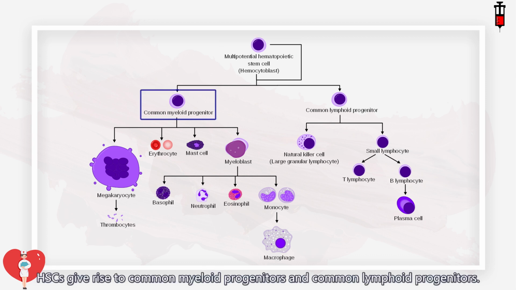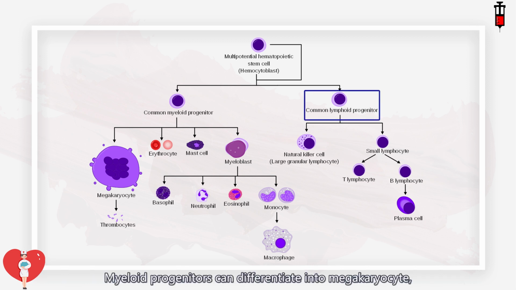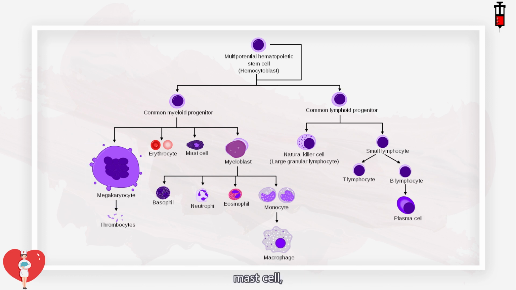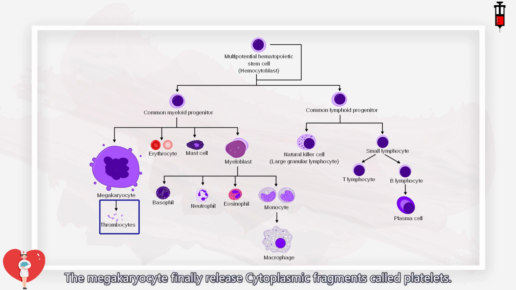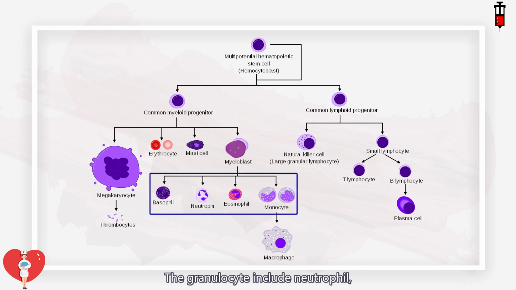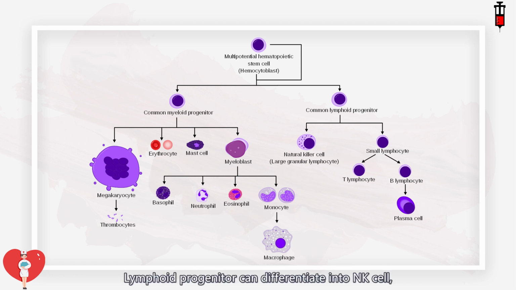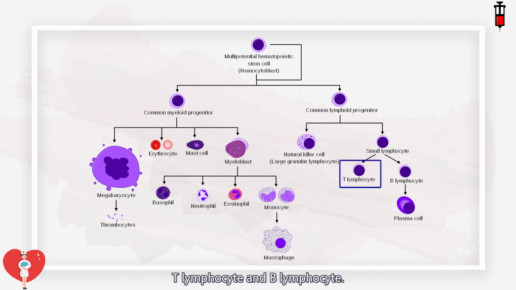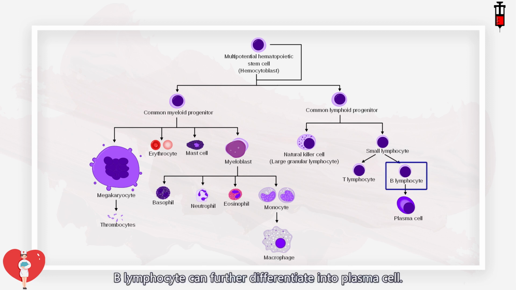HSCs give rise to common myeloid progenitors and common lymphoid progenitors. Myeloid progenitors can differentiate into megakaryocyte, erythrocyte, mast cell, and granulocyte. The megakaryocyte finally releases cytoplasmic fragments called platelets. The granulocyte includes neutrophil, eosinophil, basophil, and monocyte. Lymphoid progenitors can differentiate into NK cells, T lymphocytes, and B lymphocytes. B lymphocytes can further differentiate into plasma cells.